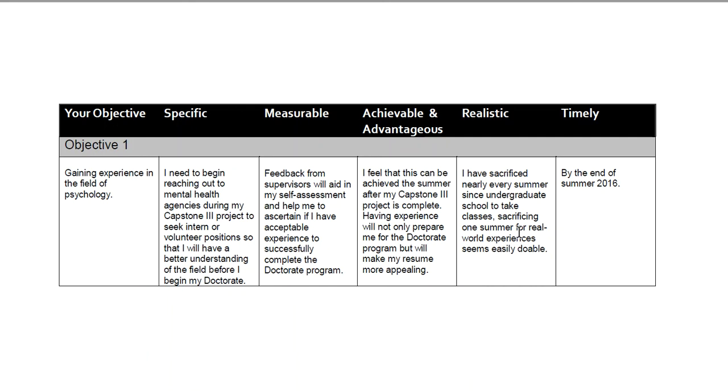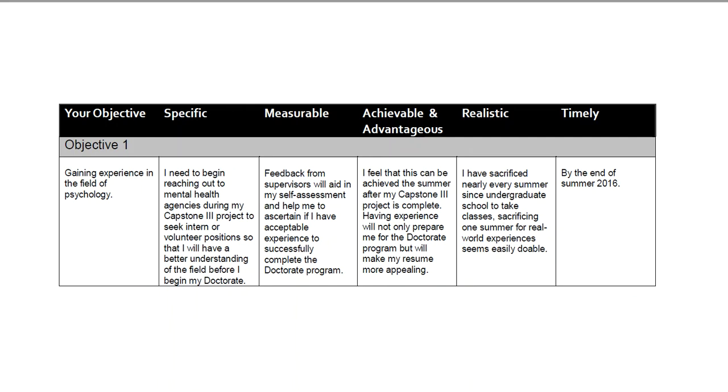And then timely, when can this happen? So again, if some of your goals are related to a fieldwork project in Capstone 3, that would be when you would be completing that, and you might know that from your course plan. It could also be something if it's a very immediate goal. I know that sometimes people also use this for personal goals, so just better time management or better ways to deal with stress.